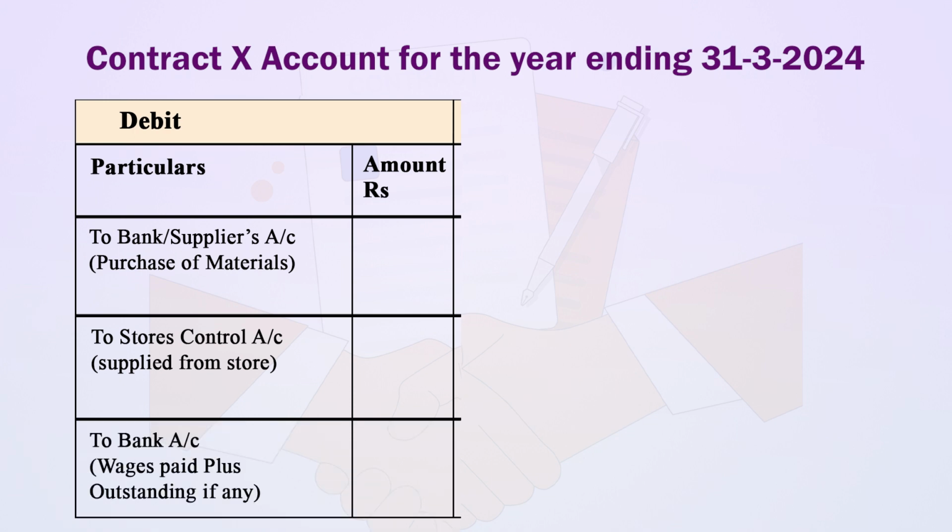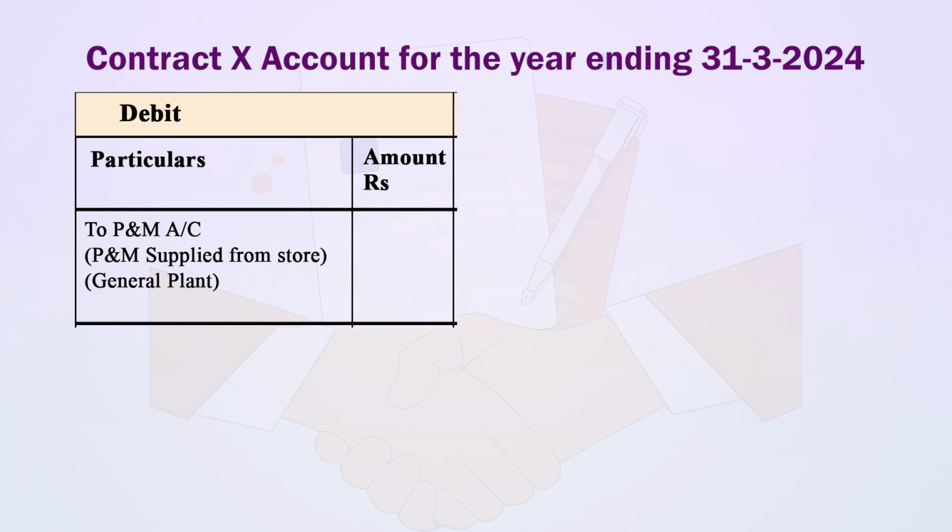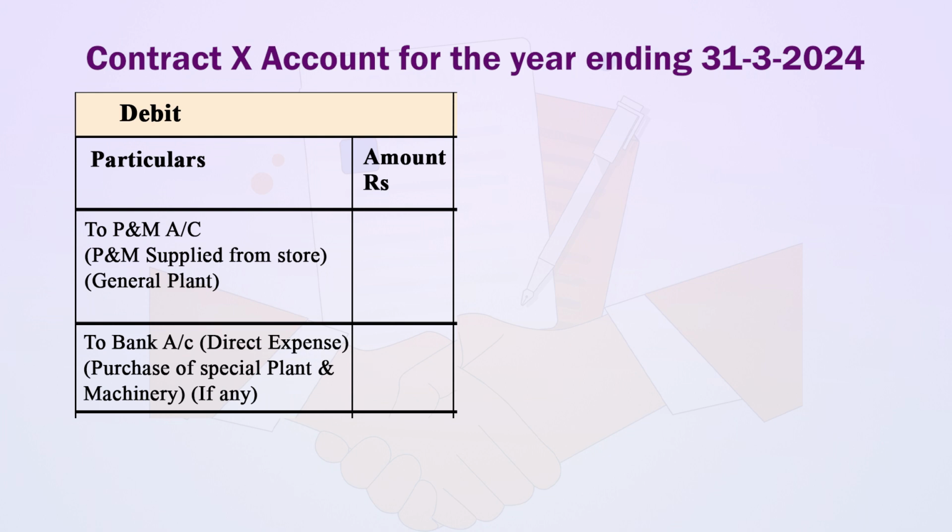Third entry is to bank account, it is for wages paid plus outstanding if any. Fourth is to plant and machinery account, it is for plant and machinery supplied from store for general plant. Next is to bank account for direct expenses and for purchase of special plant and machinery if any.